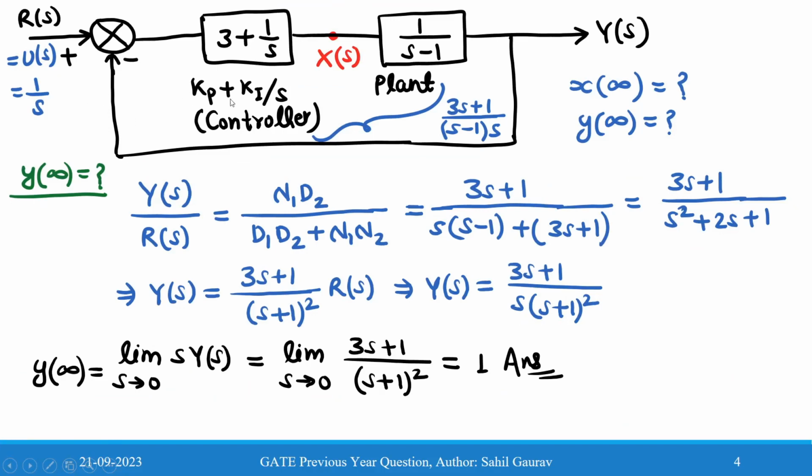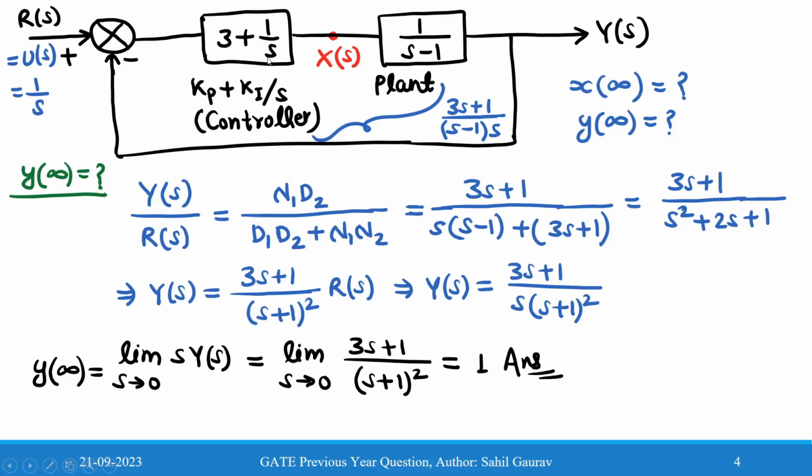Whatever data is given, we just represent it in a block diagram. So this is R(s), and we have one comparator, then the PI controller, and the plant is given, and then we get the output. It is given that a unity gain negative feedback system is there, and the input function is a unit step function. So we represent it in Laplace transform as 1 divided by s, and the Kp and Ki values are given as 3 and 1 respectively.